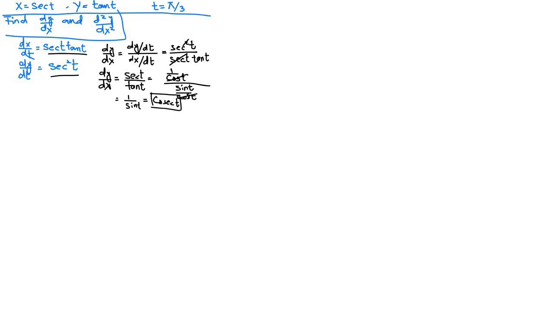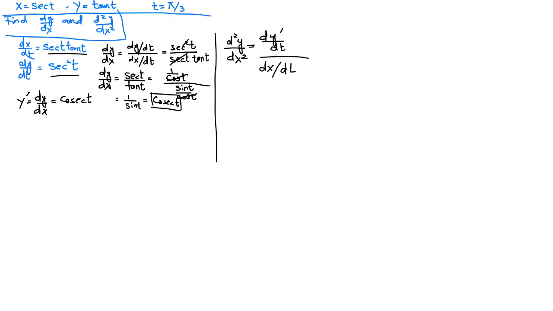Okay, so this is the first derivative. So the first derivative, y dash, or you can say dy over dx, is equal to cosecant of t. Okay, for the second derivative we have a formula, this one: d square y over dx square is equal to d of y dash over dt, divided by dx over dt. So for this one we need the derivative of this value.